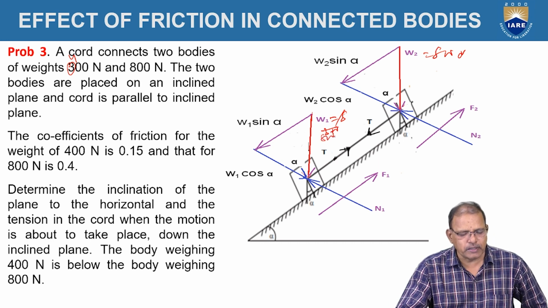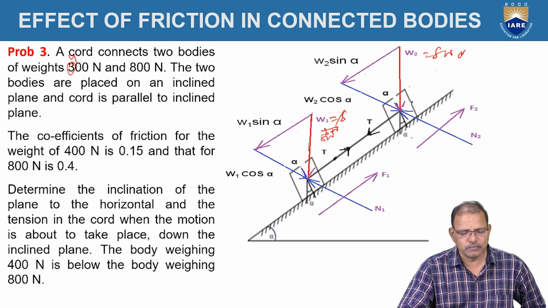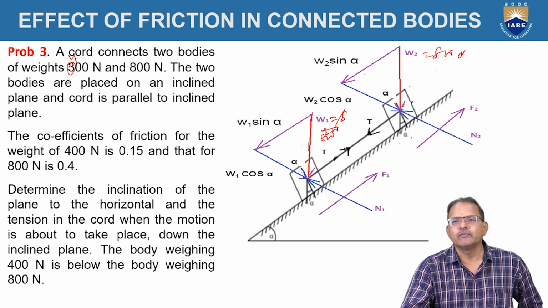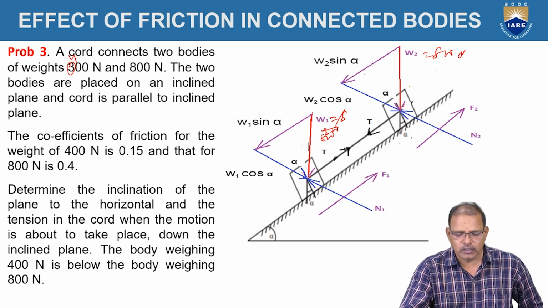Determine the inclination of the plane to the horizontal and the tension in the cord when the motion is about to take place down the inclined plane. The body weighing 400 newtons is below the body weighing 800 newtons, according to the figure. W1 is equal to 400 newtons and W2 is equal to 800 newtons. Both are connected together by the string as shown in figure.